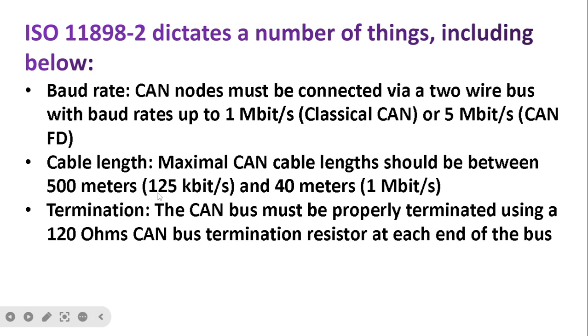A CAN cable of 500 meter length can deliver 125 kilobits per second of data, and a cable of 40 meter length can transfer 1 megabit per second of data. And next, the termination: the CAN bus must be properly terminated using a 120 ohm CAN bus termination resistor at each end of the bus.